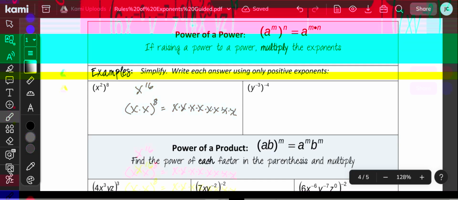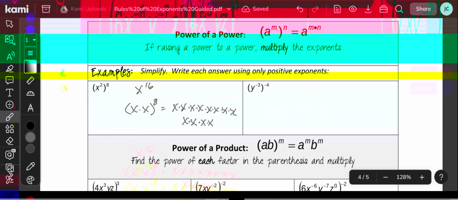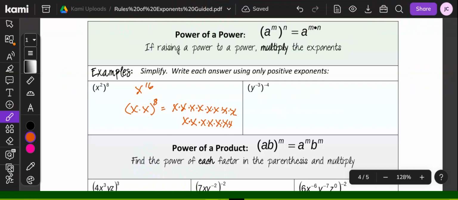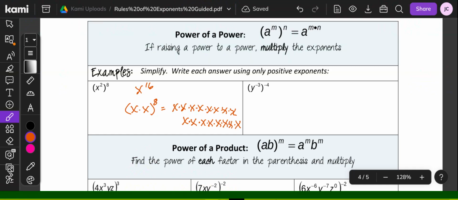1, 2, 3, 4, 5, 6, 7, 8, 9, 8, 5, 6, 7, 8. And count them, there's 16 of them.